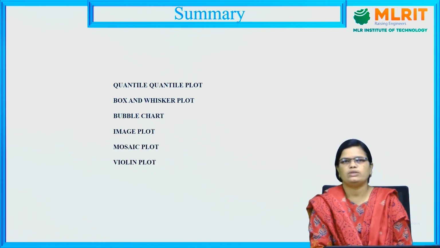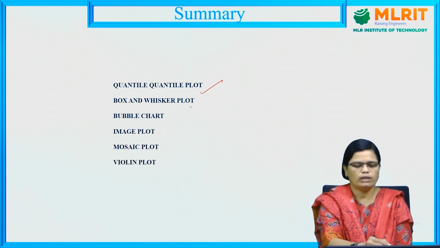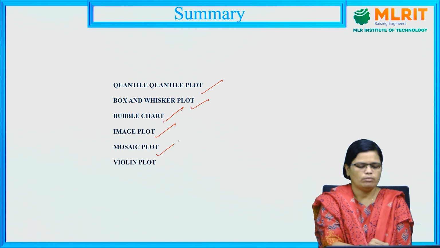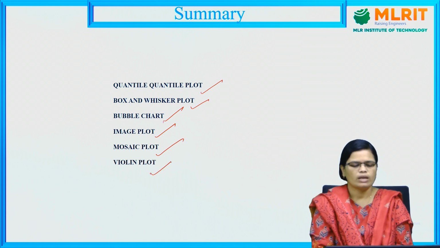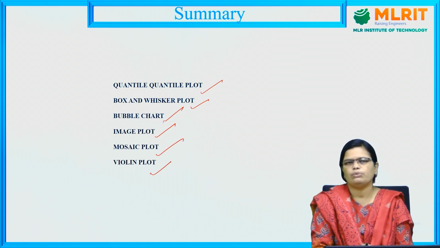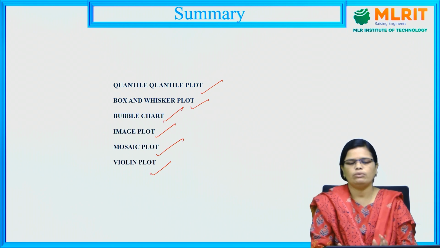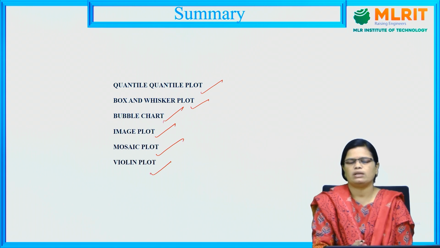In this visualization, we have gone through quantile plots, box and whisker plot, bubble chart, image plot, mosaic plot, and violin plot. All these plots need to be used when you have more than 100 data points and you want to do the visualization, like when you want to find how many cancer patients are there, how many cancer females are there, how many cancer males are there. You want to find that out.